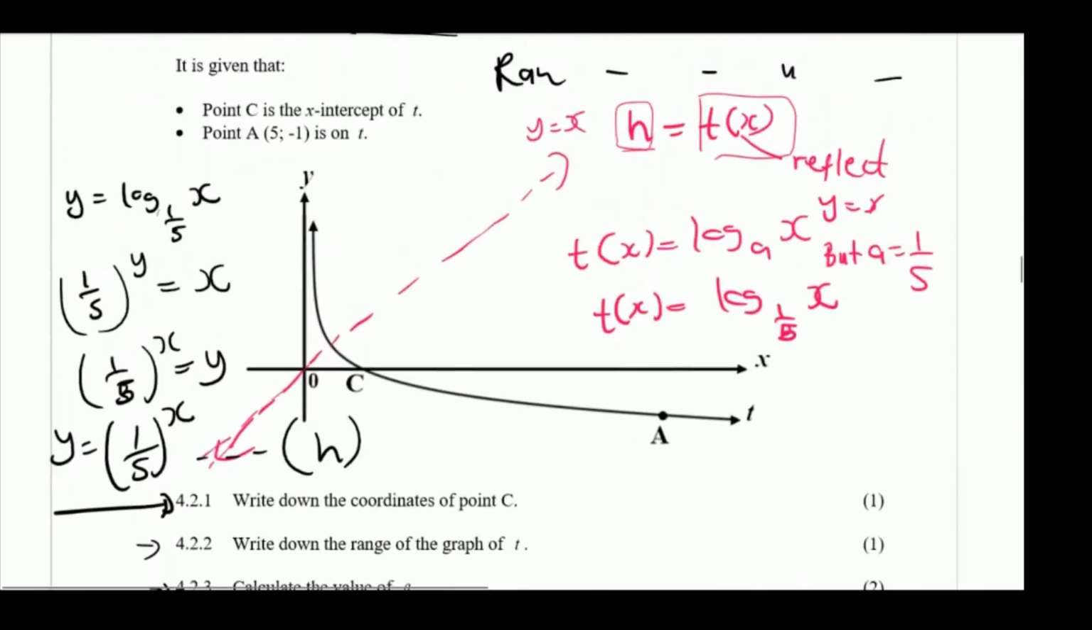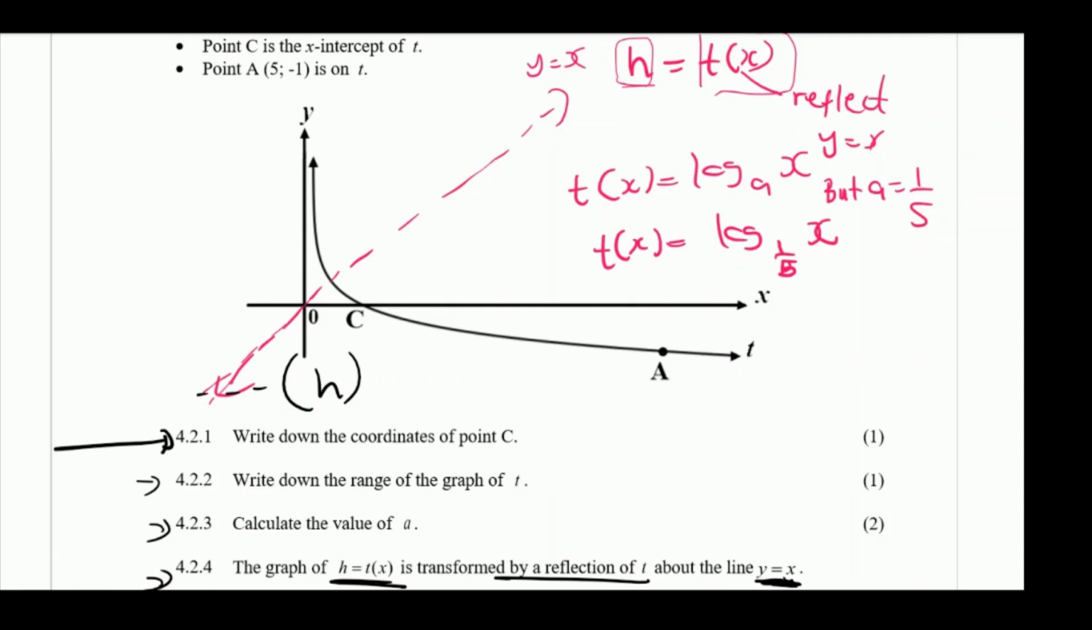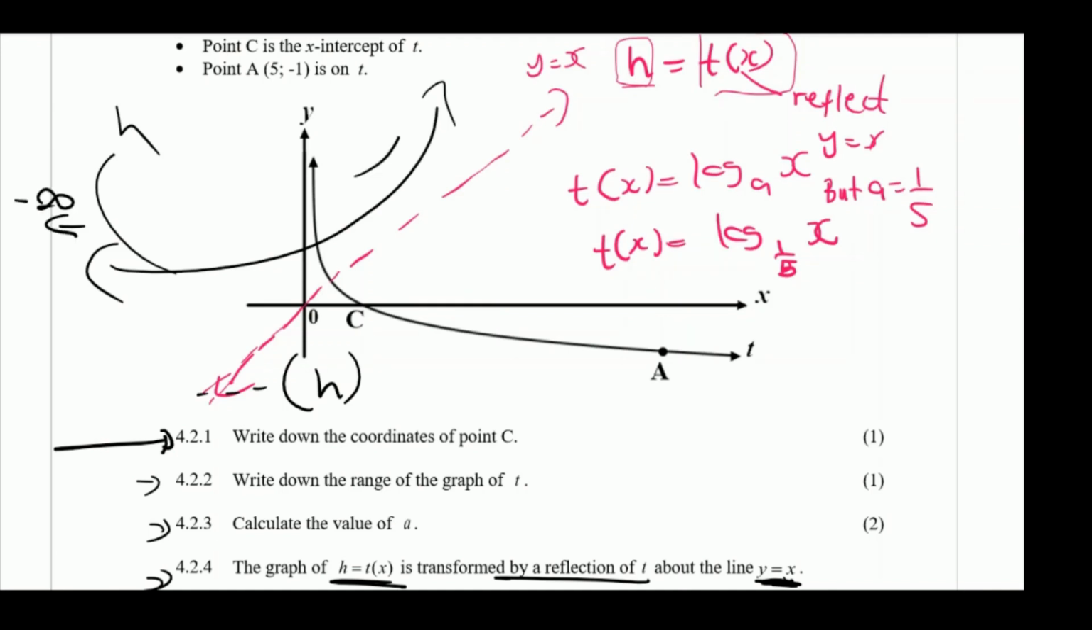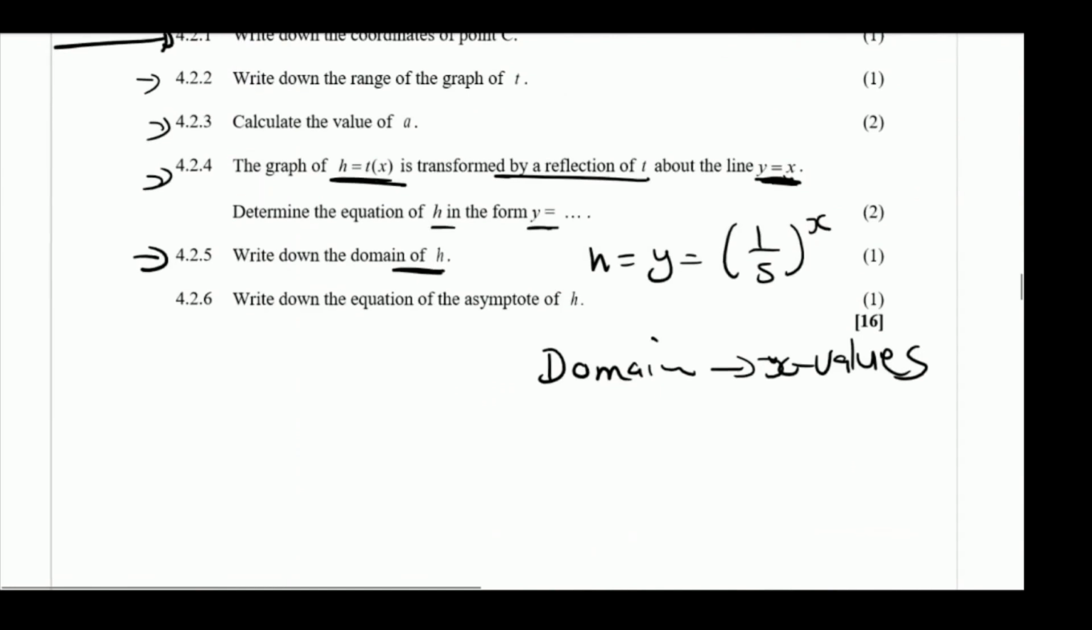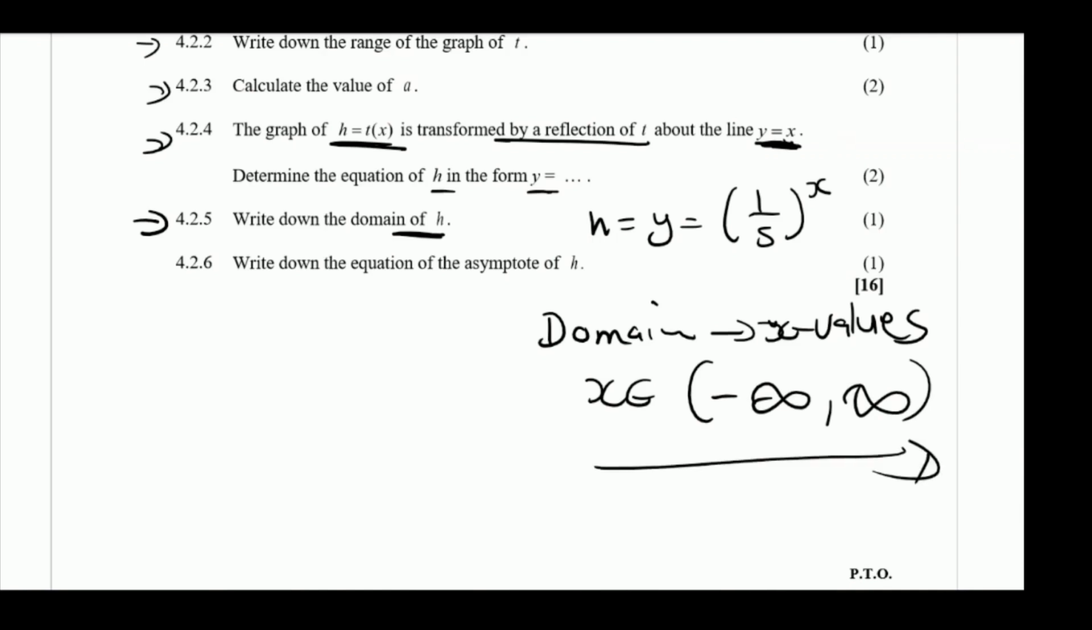If you look at this graph here, the reflection of this graph will pass through here, basically. So this is the graph of h, right? So the x values come from that direction, the negative infinity, and they go to a positive infinity. The x values, the domain. So to confirm the domain of h, we are simply going to say x is an element from negative infinity to positive infinity. So that's the domain of the function.